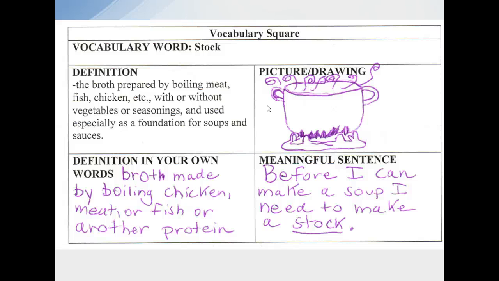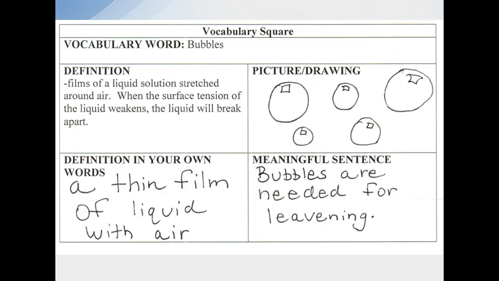And then I had them make a meaningful sentence. Before I can make a soup, I need to make a stock. And in the meaningful sentence, they had to make sure they used the word. So as you can see just from this, how different you can make the 4-square vocabulary approach and adapt it. And I will show you one more example from one of my classes.